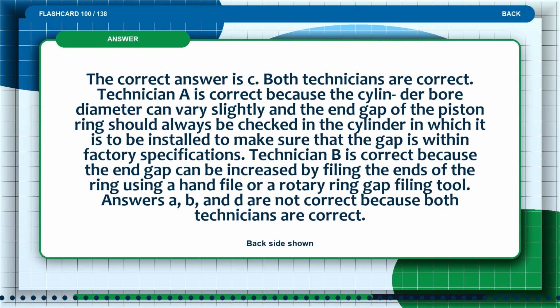The correct answer is C. Both technicians are correct. Technician A is correct because the cylinder bore diameter can vary slightly and the end gap of the piston ring should always be checked in the cylinder in which it is to be installed to make sure that the gap is within factory specifications. Technician B is correct because the end gap can be increased by filing the ends of the ring using a hand file or a rotary ring gap filing tool. Answers A, B, and D are not correct because both technicians are correct.